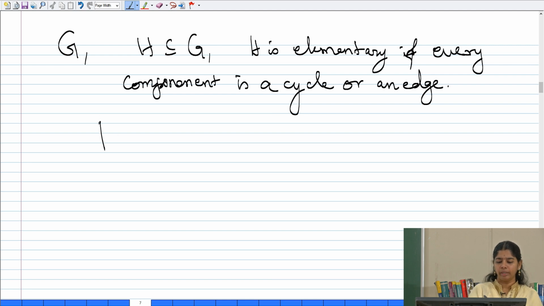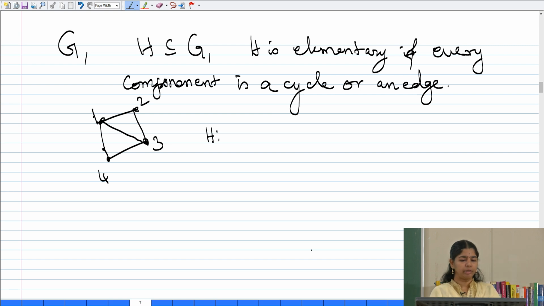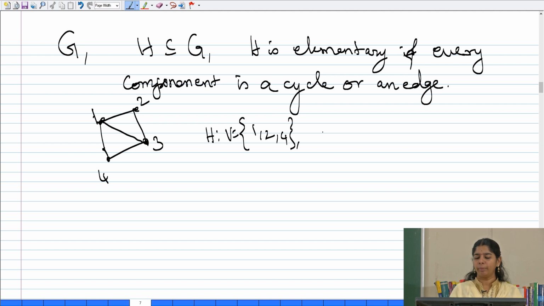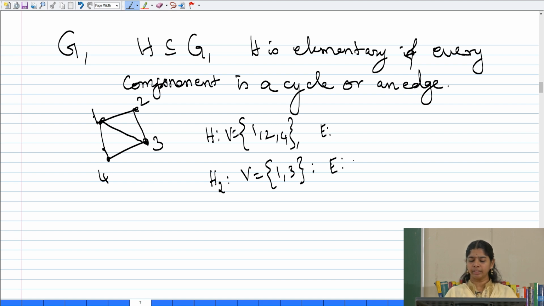Say for example, let us revert back to our K4 minus E. Suppose I want to look at a subgraph on the vertices 1, 2, 4. So my V is 1, 2, 4. What could be my edge set as an elementary subgraph? Can I have an elementary subgraph on this? Say I take another one, V as 1, 3. So the edge set could be just the pair 1, 3.